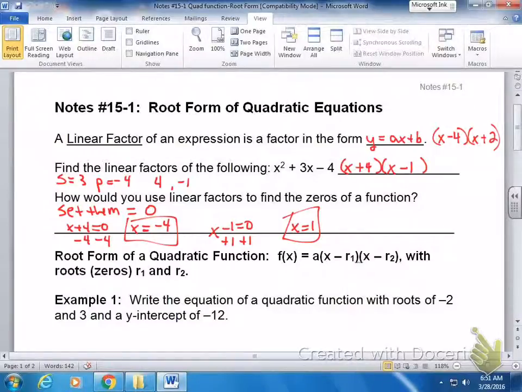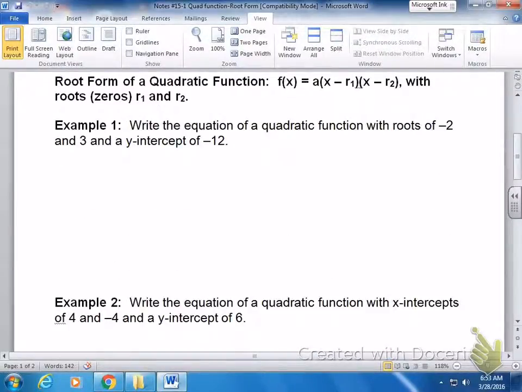So we're going to do a few problems today. It really doesn't take very long. Pay attention. It should be a pretty easy day. So let's go down to the first example. It says, write the equation of a quadratic function with roots of negative 2 and 3 and a y-intercept of negative 12. So there's a couple of things we have to realize here. They gave me the two roots, or the zeros, and I know that those zeros are going to have to go into these equations, okay?